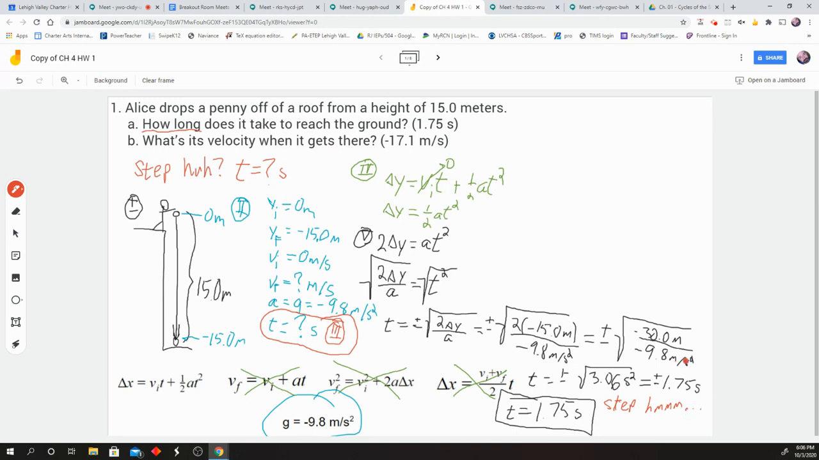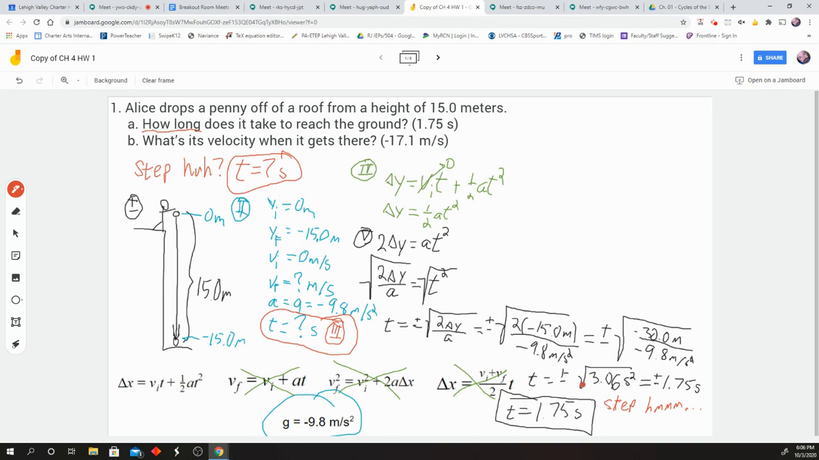So the last step: does this make sense? Well, first of all, did we solve for the right thing and did we give it the right units? So go back to your first step. We were looking for t and we wanted units of seconds. So we did solve for t. We have it in units of seconds. So far, so good. Now, does our number make sense?